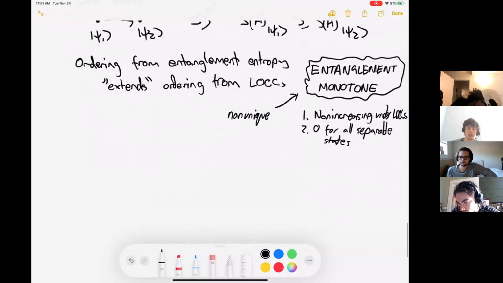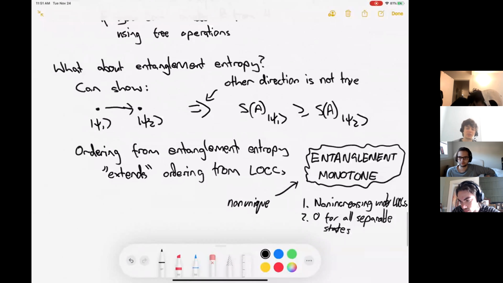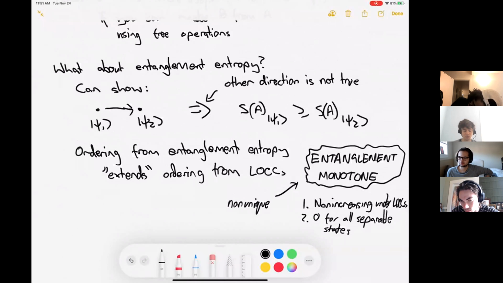In particular, you can have any function of the entanglement entropy would also satisfy these two properties, but there are also all sorts of other functions that will give different orderings, give different answers for what is more entangled than what for the cases where LOCC is unable to compare them. Okay.